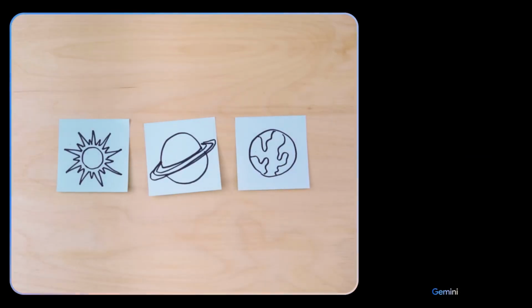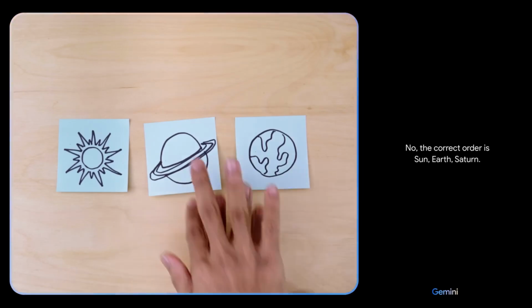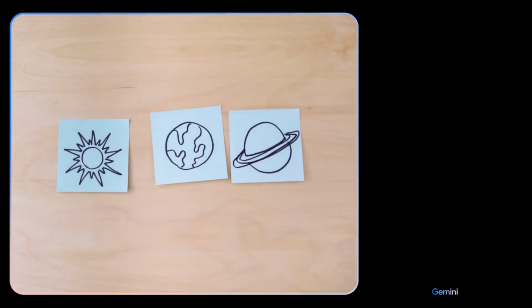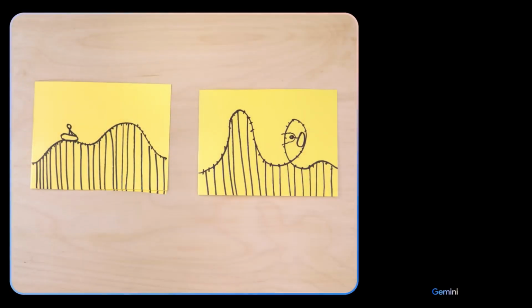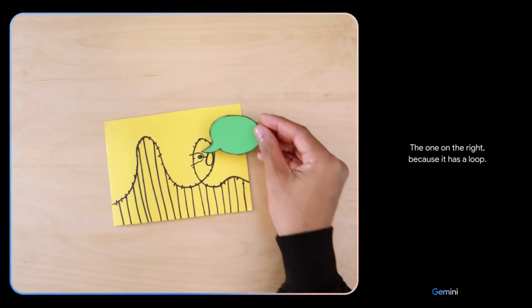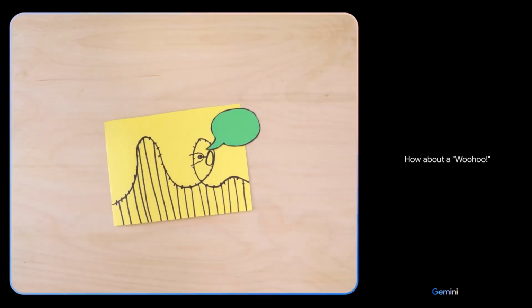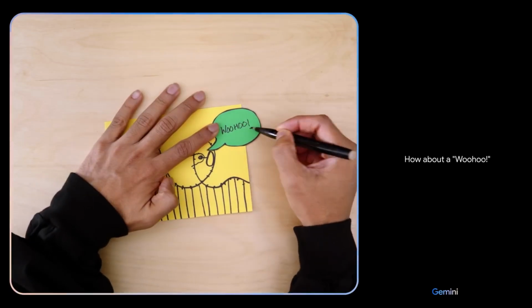Is this the right order? No, the correct order is Sun, Earth, Saturn. Based on their design, which of these would go faster? The car on the right would be faster. It is more aerodynamic. Which looks more fun? The one on the right, because it has a loop. What do you think this person might be saying? How about a woohoo? Ooh, I love that.